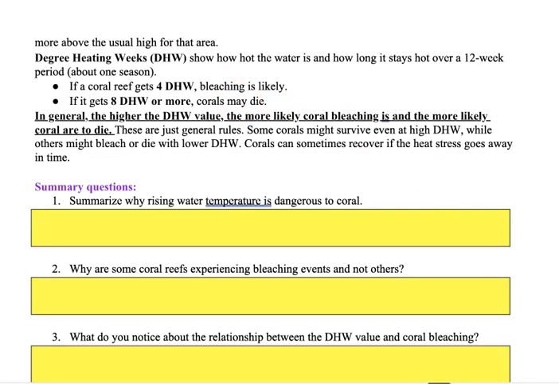So summarize why rising water temperature is dangerous to coral. What does the rising water temperature cause? Hopefully somebody said coral bleaching.